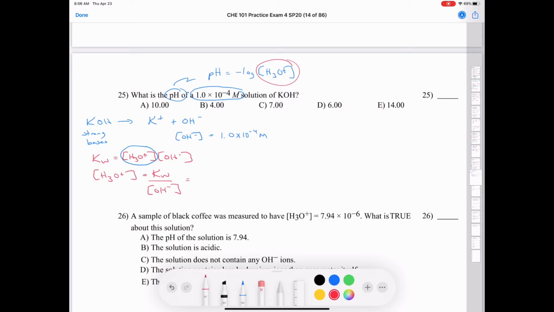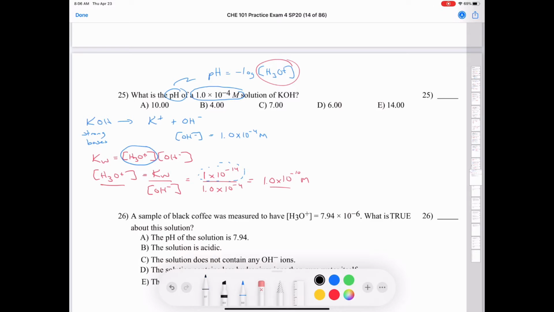Now we can plug our numbers in. 1 times 10 to the minus 14 divided by 1.0 times 10 to the minus 4, and you can probably solve that in your head, and that's going to be equal to 1.0 times 10 to the minus 10 molar will be our concentration of hydronium. Now this number, the Kw, you can assume that this has an infinite number of significant figures, and that's why I can report the concentration of my hydronium to 2 significant figures.